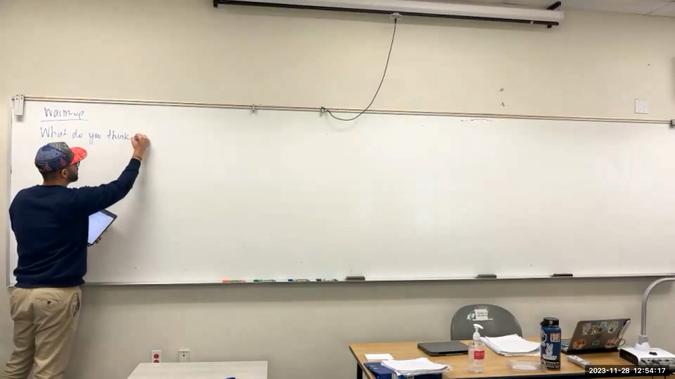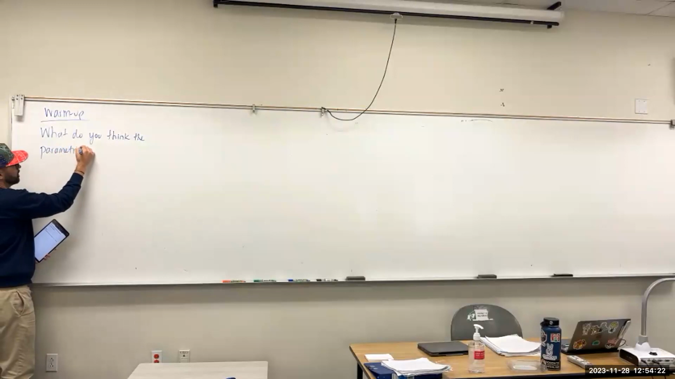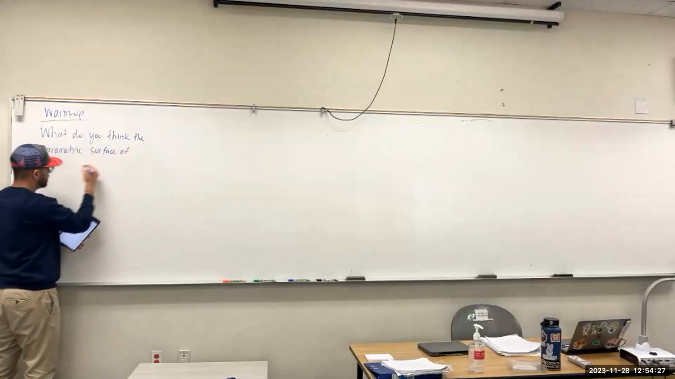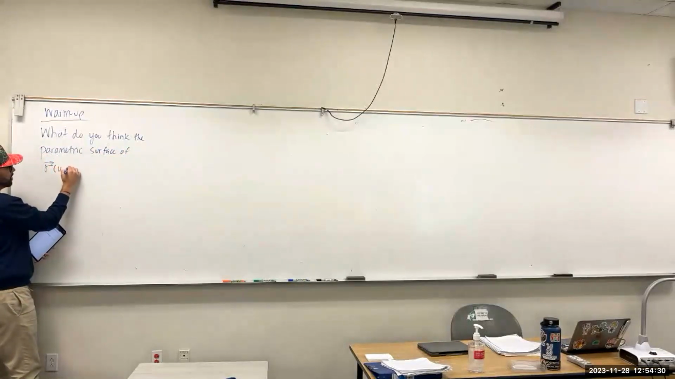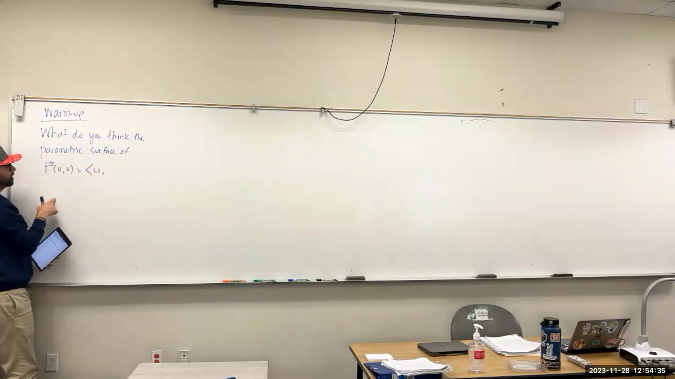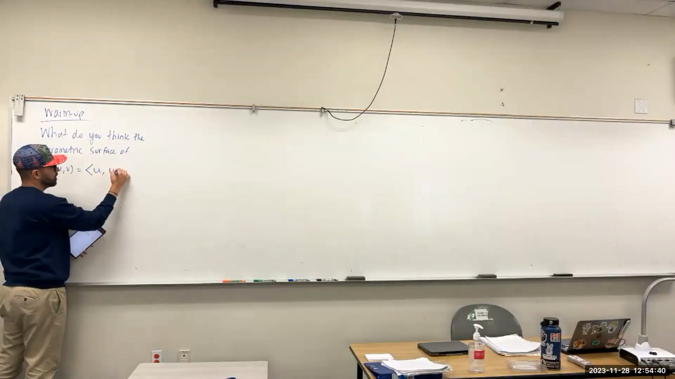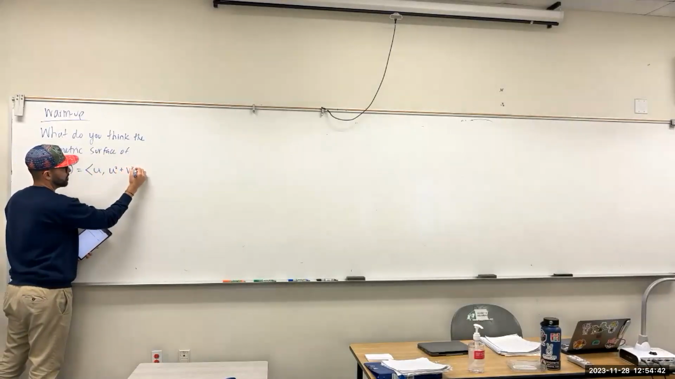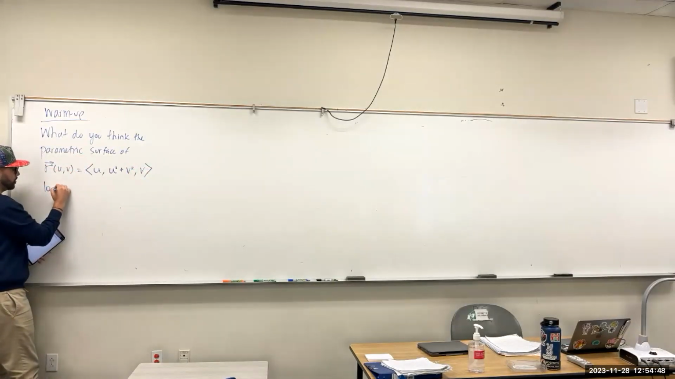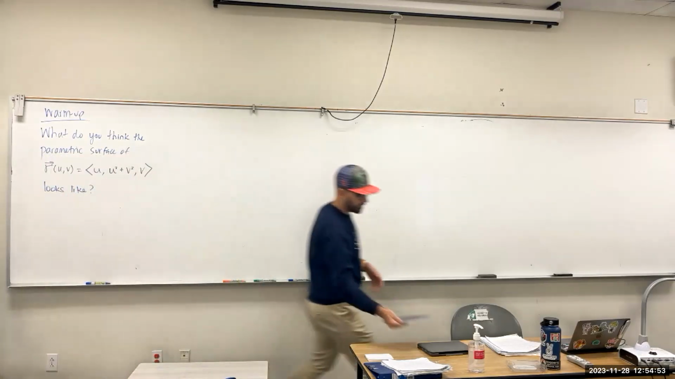What do you think the parametric surface of this vector function with u, v looks like, where x is given in terms of u, y is given as u squared plus v squared, and z is given as v? You're going to want to get together with your classmates to brainstorm this one if you need to. So what do you think this surface looks like from our discussions last week?